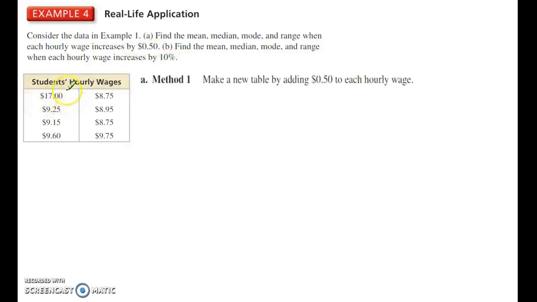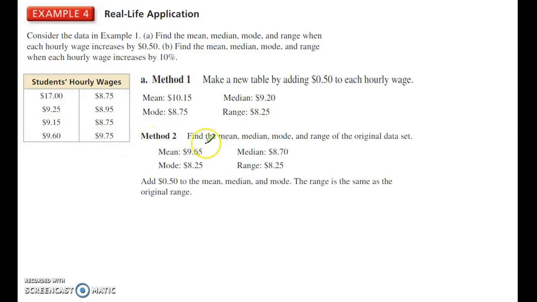If it increases by 50 cents, one thing I could do is just add that value to every wage. So the 650 is now 17, and so on. Just add it to all of them, and then find the new mean, median, and mode. Okay, so I'd go back through, and the new mean is 1015, and the range is 825. Remember, that doesn't change. Or I could find the mean, median, and mode of the original set and then add 50 to the mean, median, and mode. Remember, the range stays the same. So I could take these original ones and just add 50 cents. Notice I get the same result.